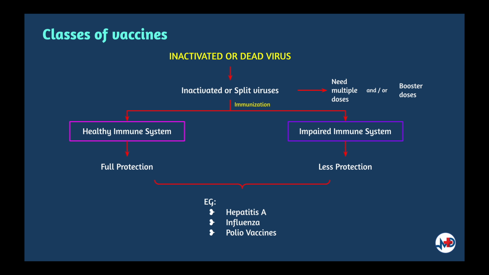Now let's take a look at the classes of vaccines. We begin with the inactivated or the dead virus. Inactivated vaccines do not contain live viruses or bacteria. Viruses in these vaccines are inactivated or split, such as polio or influenza vaccines. This type of vaccine can be safely given to a person with an impaired immune system response. However, a person with an impaired immune system response may not develop the same amount of protection after immunization as a healthy person receiving the vaccine.